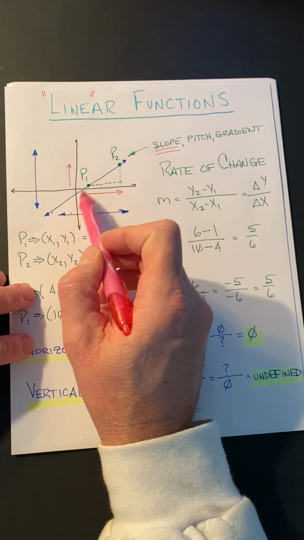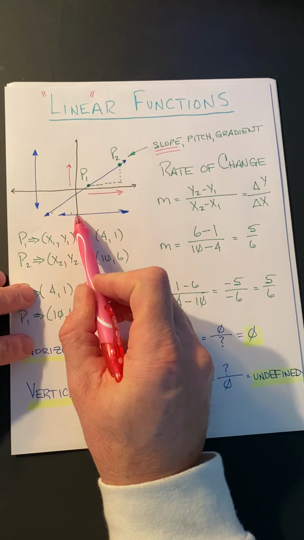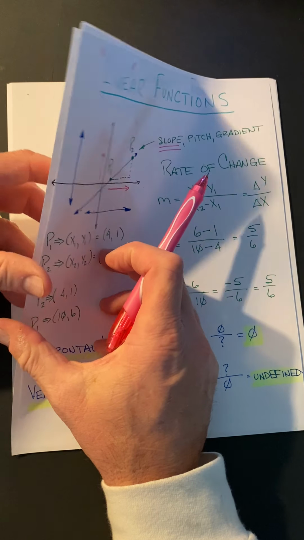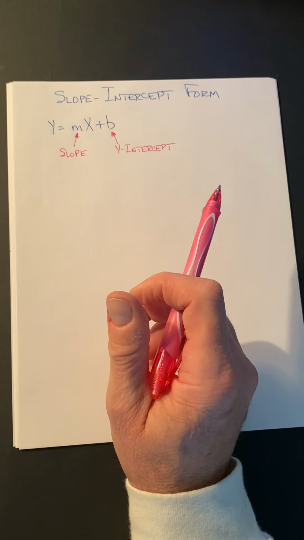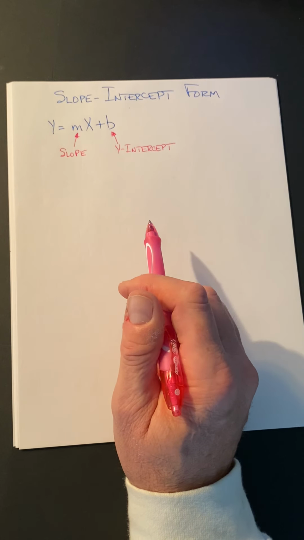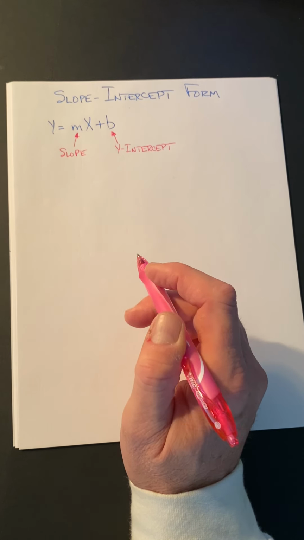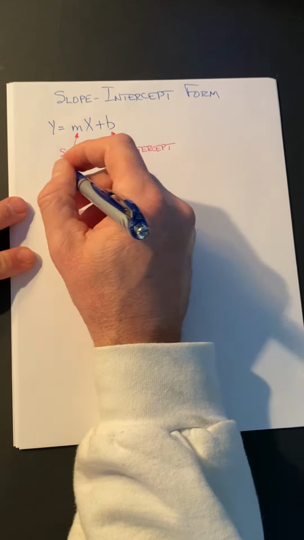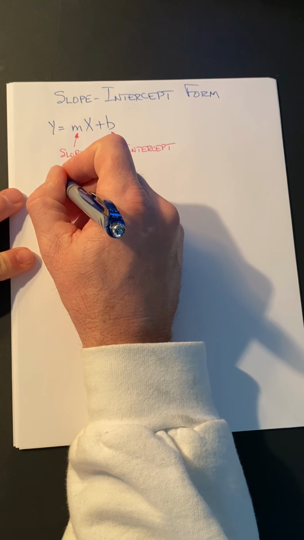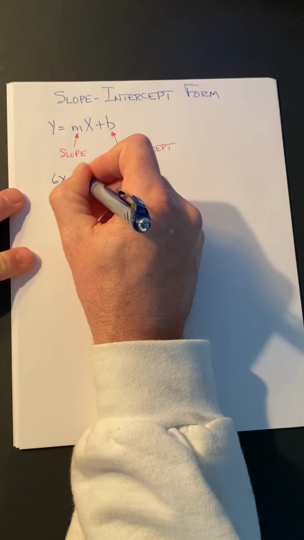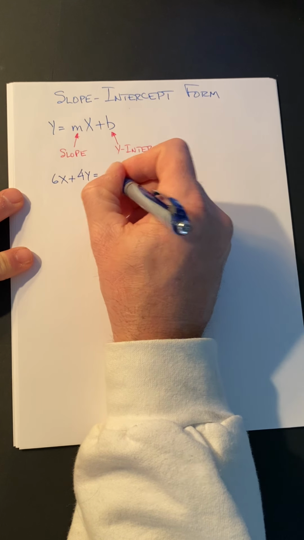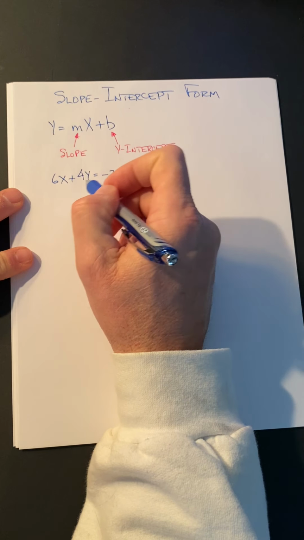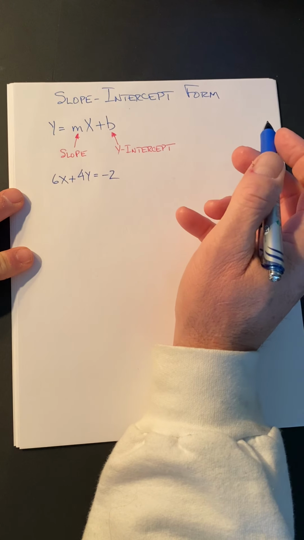So here's the y-intercept for this line. Here's the y-intercept for this horizontal line. And notice the vertical line does not have a y-intercept, okay? So when I'm looking at this, I can pull information from that equation. If I have the equation 6x plus 4y is equal to minus 2, okay? How can I know anything? Well, I can't yet until I get it into this equation form.